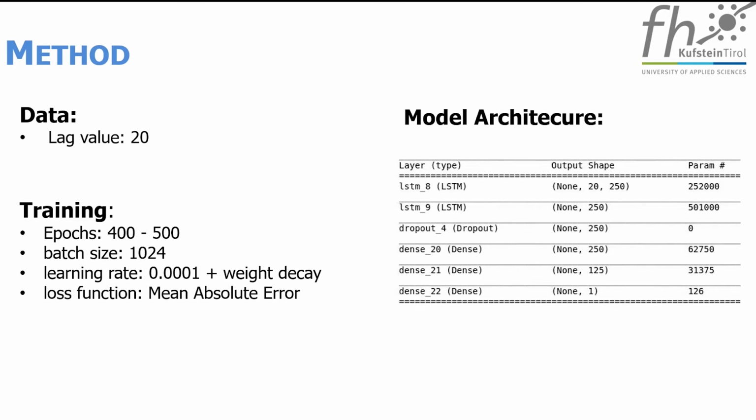On the training side, an epoch count of roughly 400 to 500 has given us the best results, with a batch size of 1,024 and a very low learning rate with even weight decay included. And as a loss function, we applied mean absolute error. This model strategy was found by an optimization process and has given us the best results.